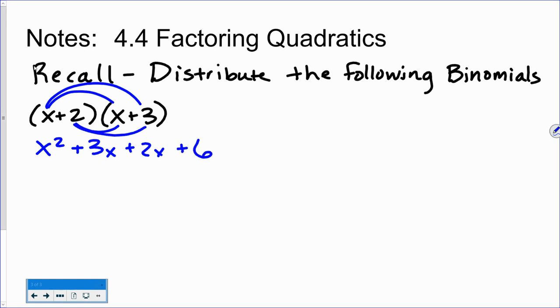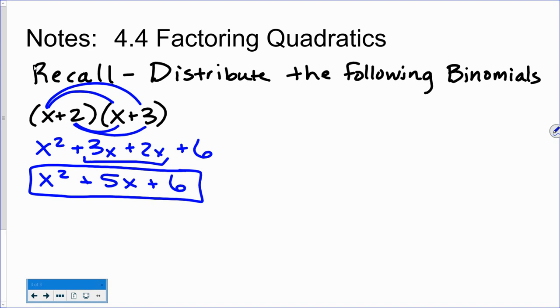We do want to know how to distribute those things well, because that will help us check our answers when we go to factoring. It'll help us also see that there's some common patterns that happen, like we have some combinations of our like terms. So I've got x squared plus 5x plus 6 for my final answer.